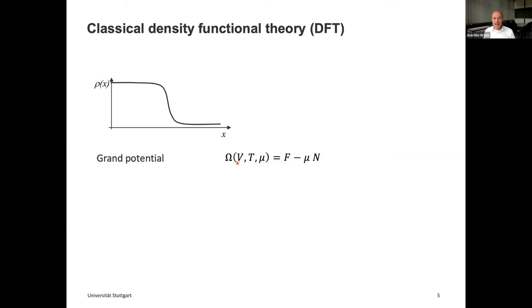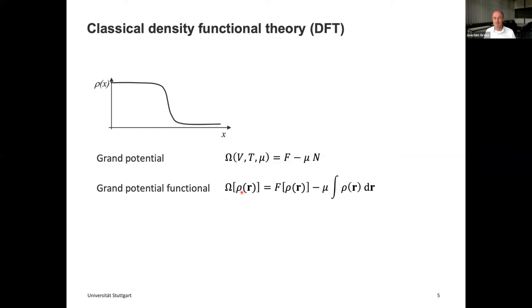Now, if we have these three variables, volume, temperature, and chemical potential, then we have no grip on the density profile. That's an internal degree of freedom. And I write out the grand potential functional here. So the grand potential functional is still a function of these three variables. I don't show them, but of course it depends on the three variables. And it's a functional of density.